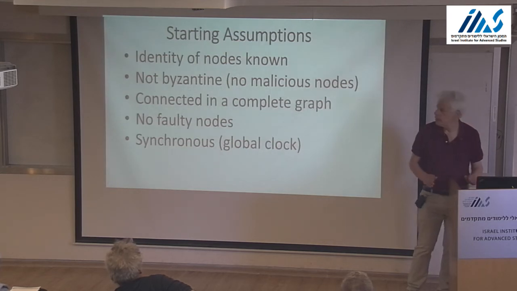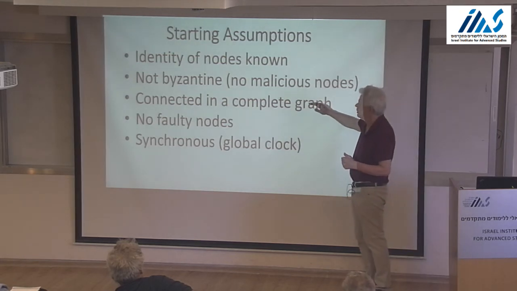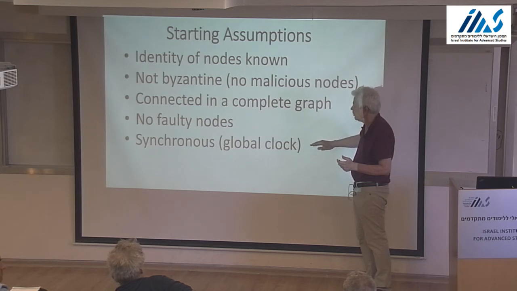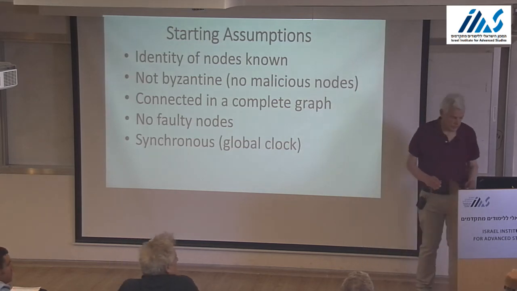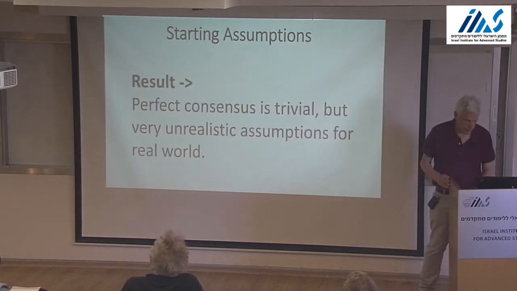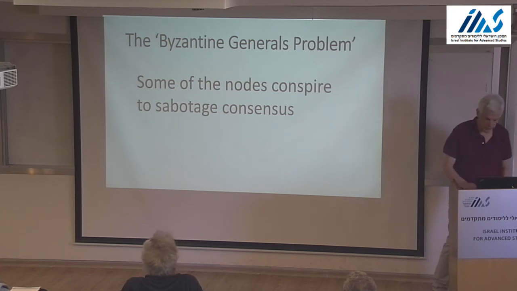So you can start thinking about this by making these assumptions. Identity of the node is known, there's nobody Byzantine, they're connected in a complete graph, no faulty nodes, they're synchronized, there's a global clock. You make these assumptions, the problem is easy. But the real world problem is not easy. Here's the business in general. Suppose some of the nodes conspire to sabotage consensus.